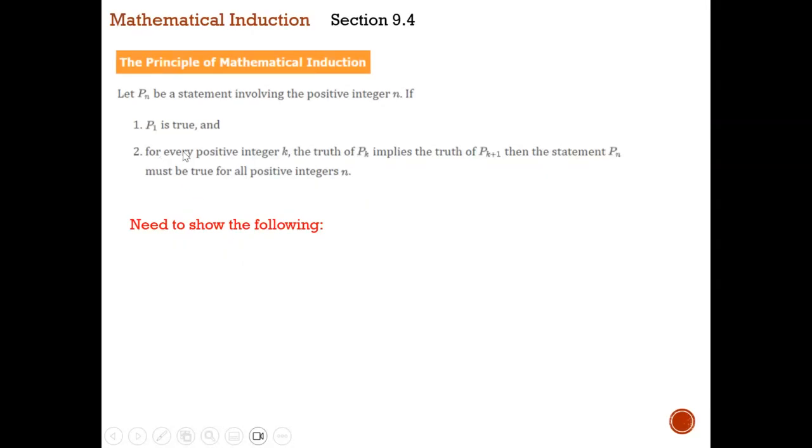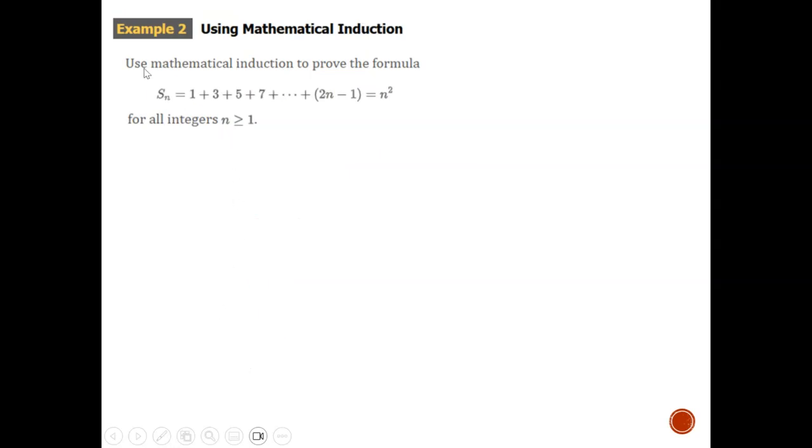Some of the wording here, guys, is a little bit hard to understand. Number 1, it's gonna be true for n equals 1. There's 2a. You're gonna assume value for Sk, which means you're gonna replace k for every n. And then here's what you have to prove, guys. You have to show true for Sk plus 1, which means you're gonna plug in k plus 1 for every n.